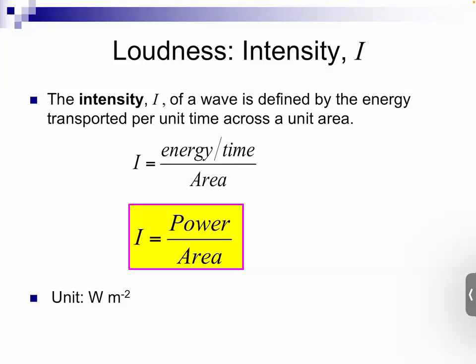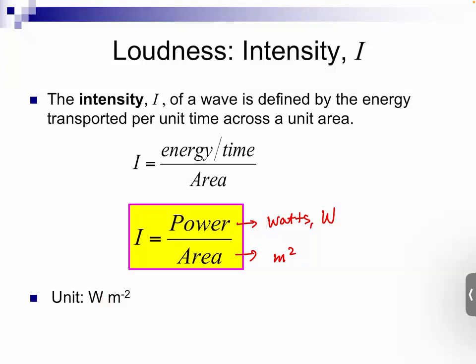Right. Energy divided by time, we learned that that's equal to power, right? Power is how much energy you use up over time. Hence, energy over time is equal to power. In other words, intensity is equal to power divided by area, and therefore the unit will be watts, coming from the unit of power, and area, of course, has a unit of square meters, or meter squared. So the unit for intensity is watts per meter squared.